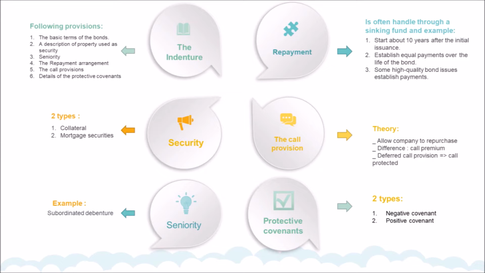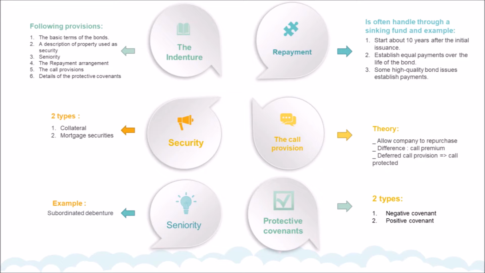The next one is the repayment. Bonds can be repaid entirely at maturity, at which time the bondholder receives the stated or face value of the bond, or they may be repaid in part or in entirety before maturity. And we have the sinking fund, which is an account held by the bond trustee for the purpose of repaying the bonds. And we have three examples.